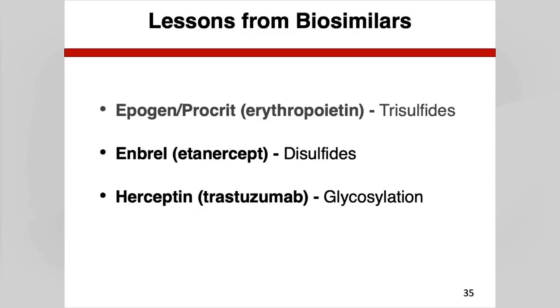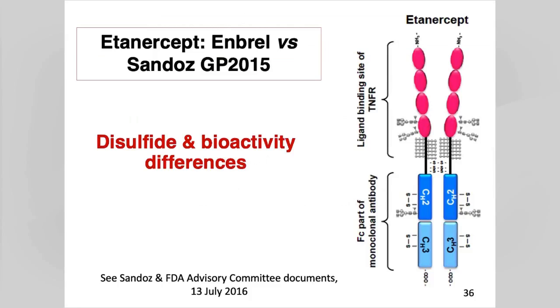Now, the next couple of case studies that I want to give you come from studies with biosimilars. I already talked about the Epogen case with the trisulfides, and now I'm going to go into two more. The first of which is Enbrel, for which the INN is etanercept. And when Sandoz was developing this product for approval, they noticed a relationship between correct and incorrect disulfide bonding and bioactivity of the molecule that greatly impacted their development of the product.